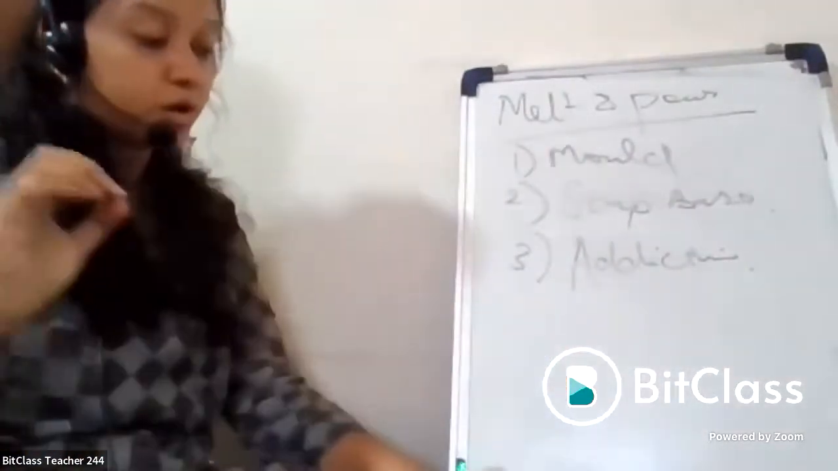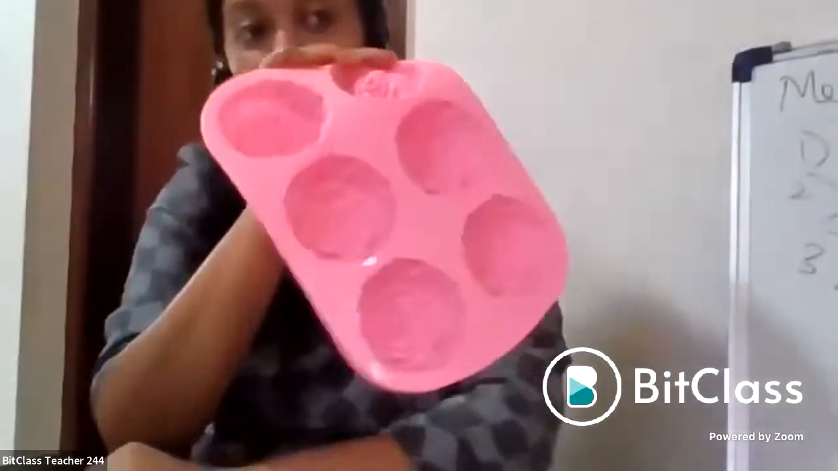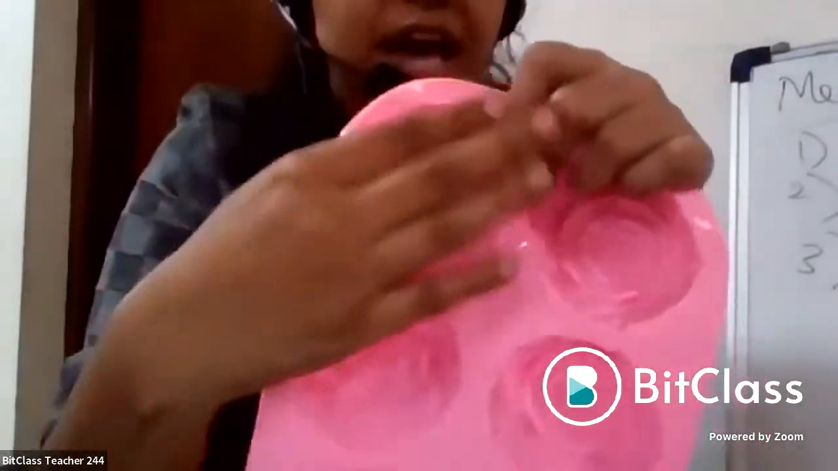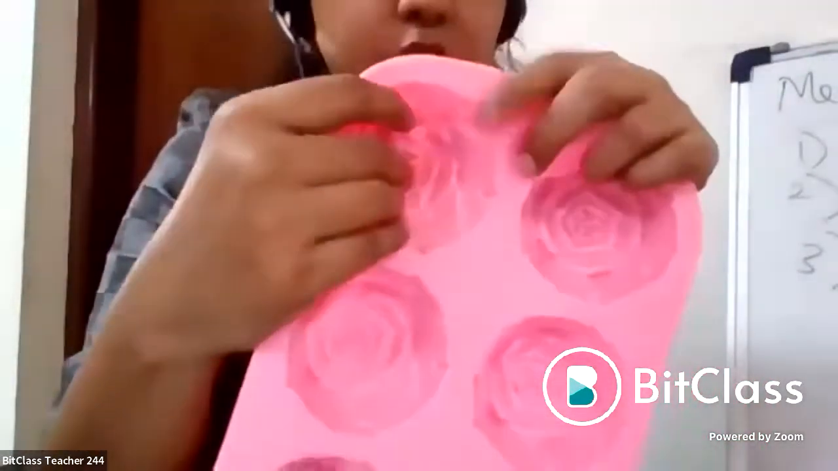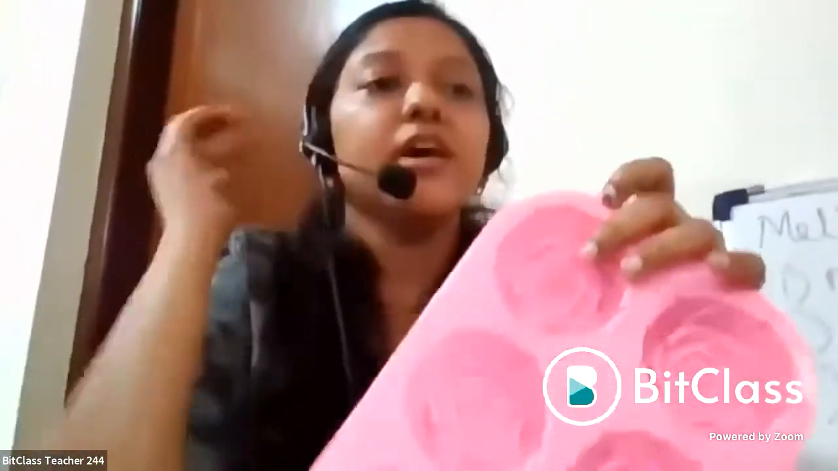First, the mold. Generally try to buy a silicone mold. A silicone mold has the capacity to pop out, and the soap will not get stuck to the bottom. Nowadays in every departmental store, even the shop next to mine has a silicone mold, so you can go ahead and buy.